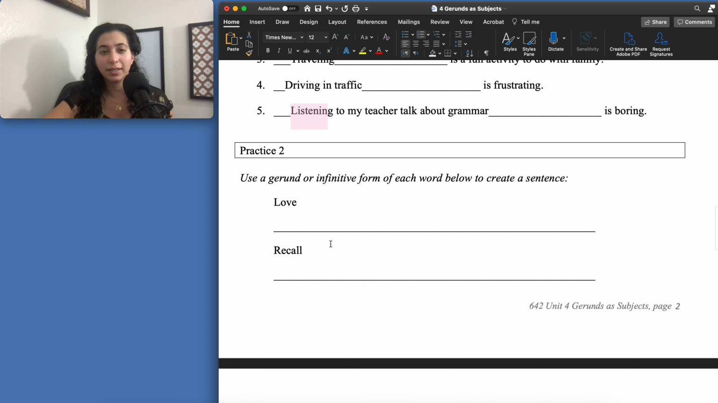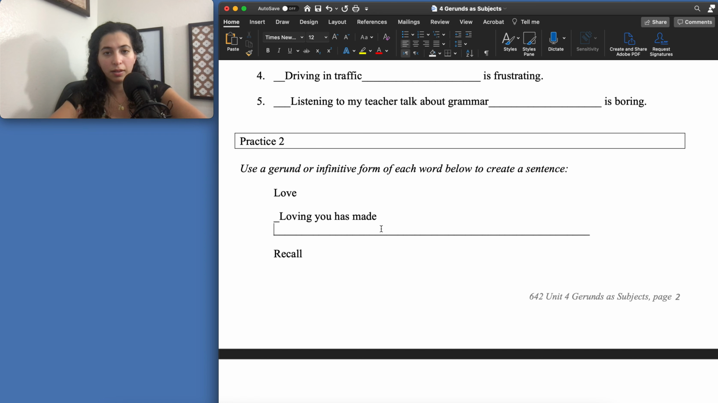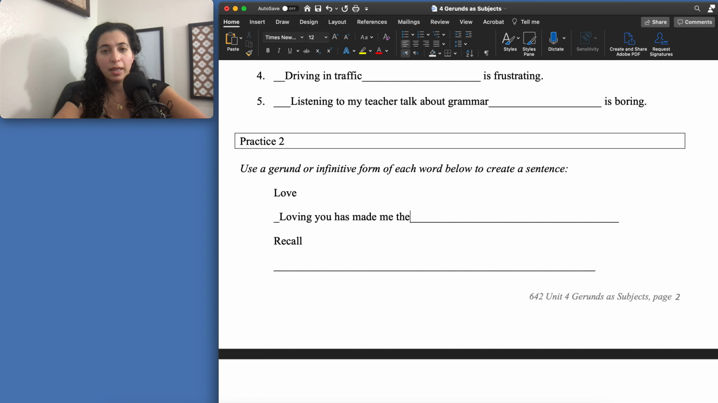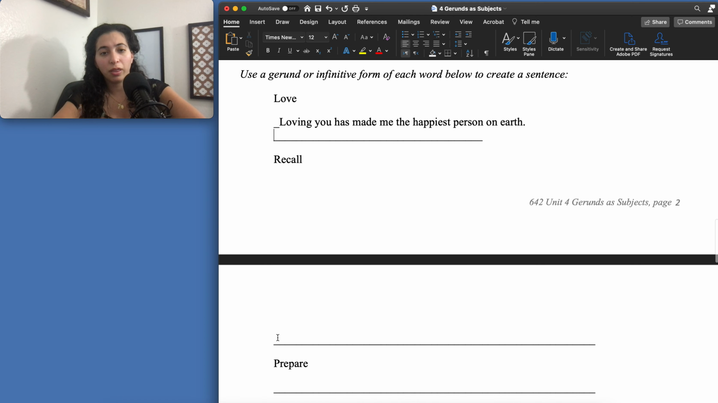Let's try practice 2. So use a gerund or infinitive form of each word below to create a sentence. Do you guys remember the infinitive form? We talked about it again with chapter or module 3, and you guys can review the video. So for example, love can be loving you has made me the happiest person on earth. Aw, that's so cute. Loving you has made me the happiest person on earth.